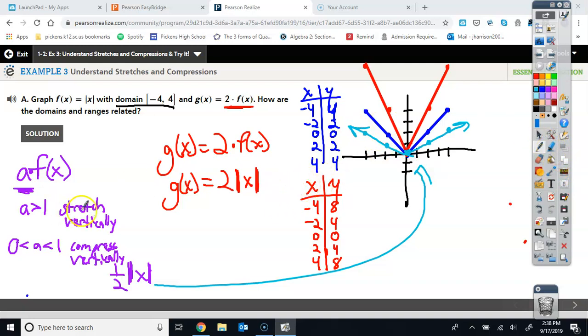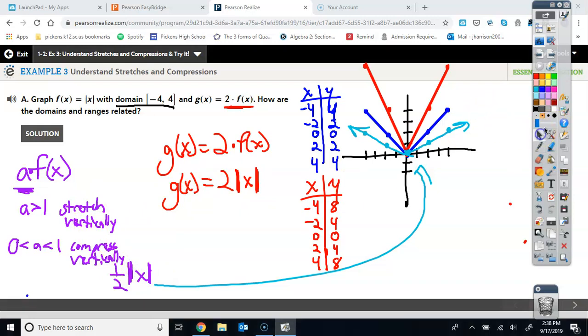So when you look at this stretching, think of a rubber band. Pulling it would make it skinnier looking. When you look at something like this, like a 1/2, think about a stress ball. If you squished it down, it would be fatter. The sides would go out. This is called a vertical stretch or a vertical compression.